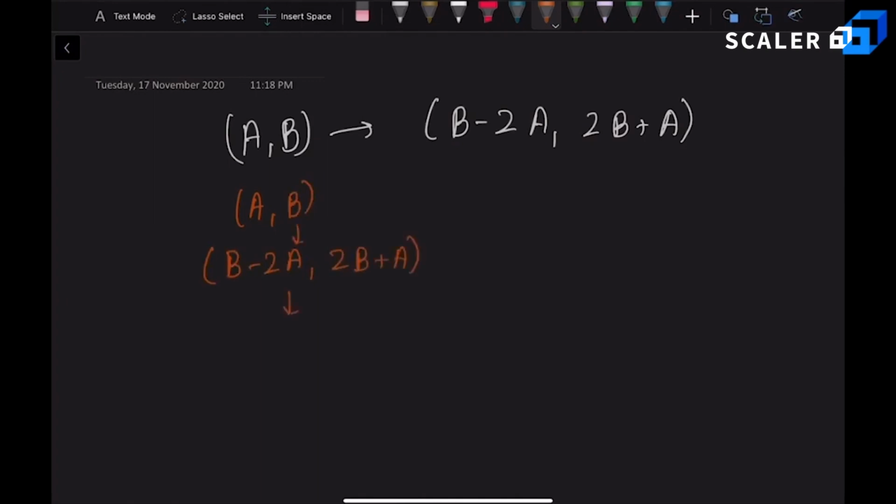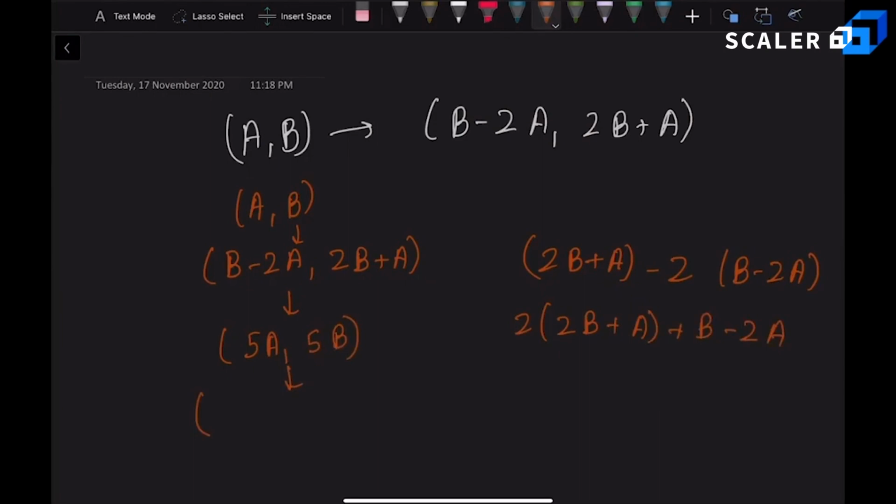If we do one more operation, the value of a will be b minus 2a, and b is 2b plus a here, minus 2 into a, where a is b minus 2a. So this will be 5a, and the value of b will be 2b plus a, so 2 into (2b plus a) plus (b minus 2a), which will be 5b. Again we do an operation, the value will be b minus 2a, which will be 5b minus 10a, and 2b plus a, which will be 10b plus 5a.